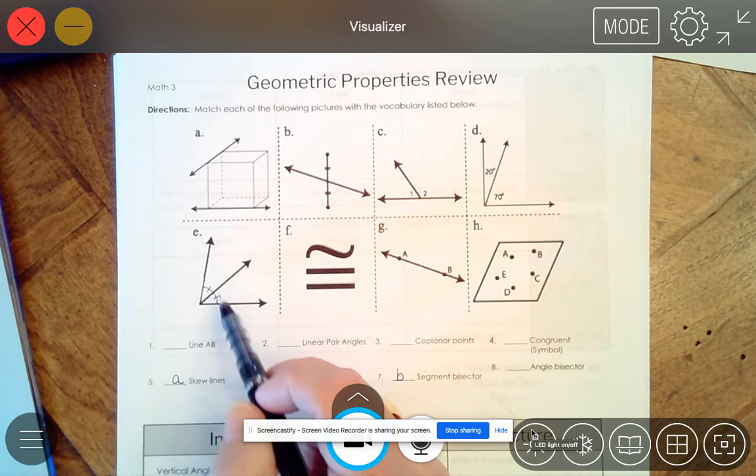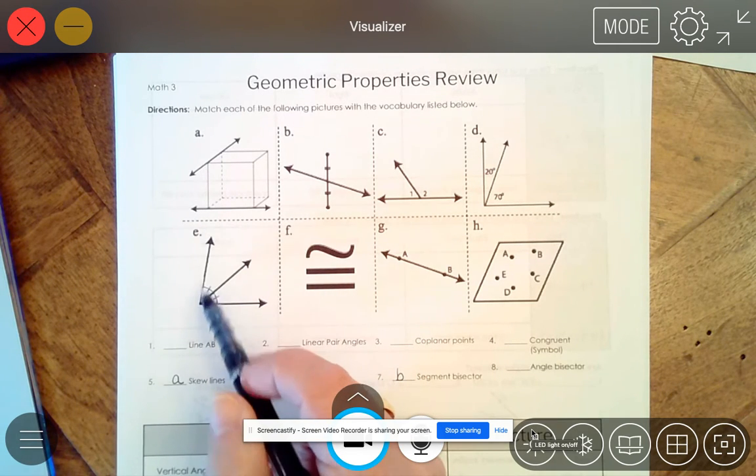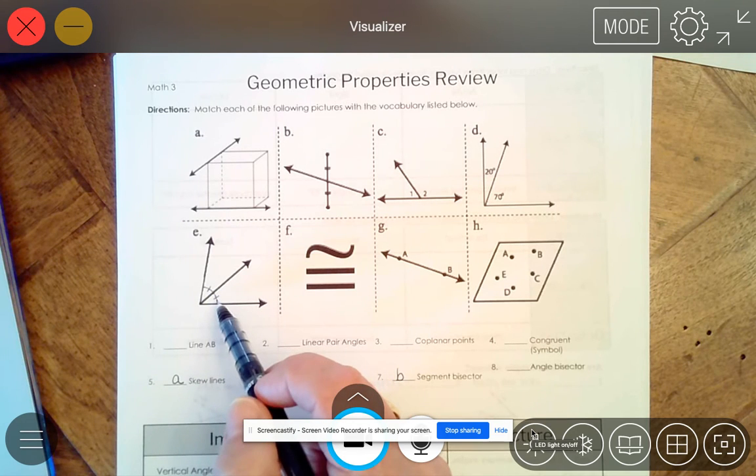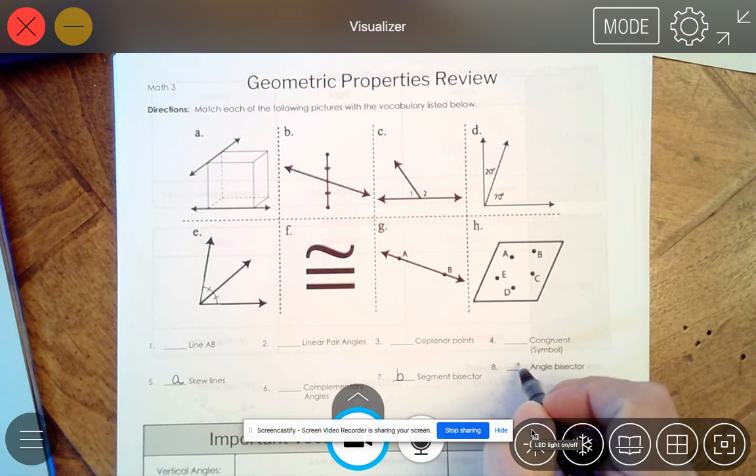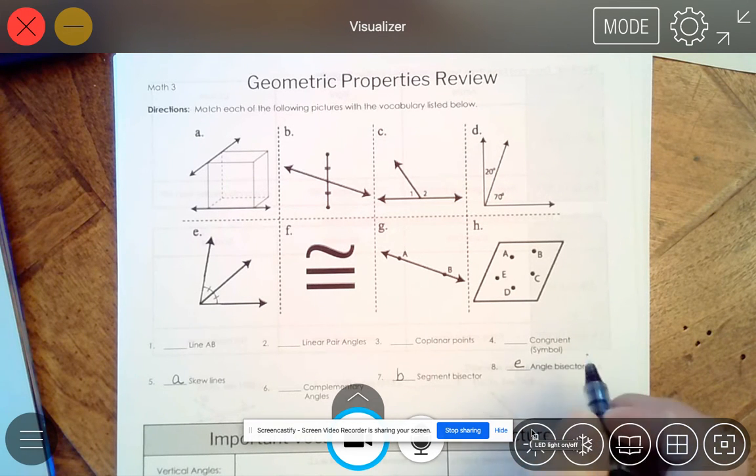Well, then right here is an angle bisector. This cuts this angle into two congruent angles. They're exactly the same. That was E.